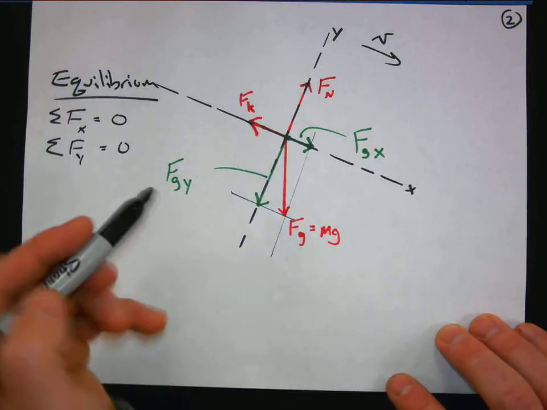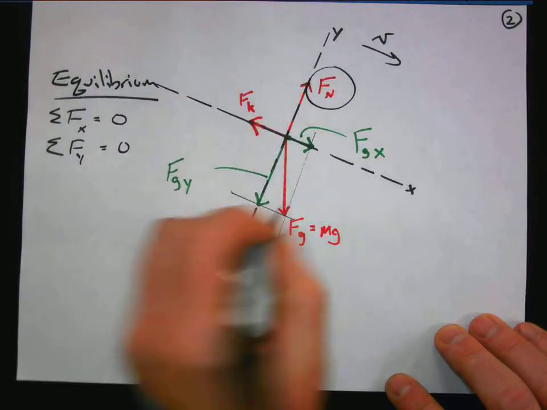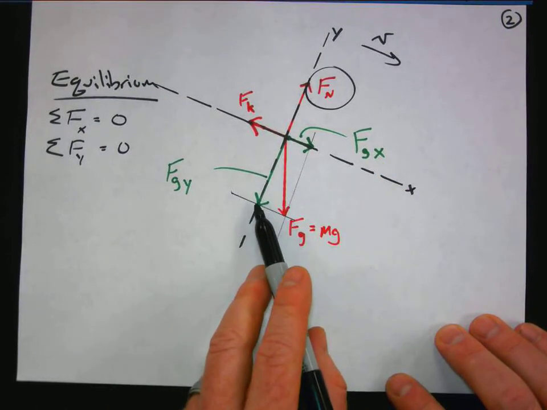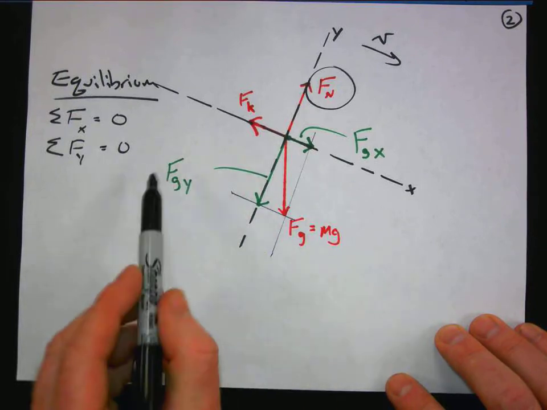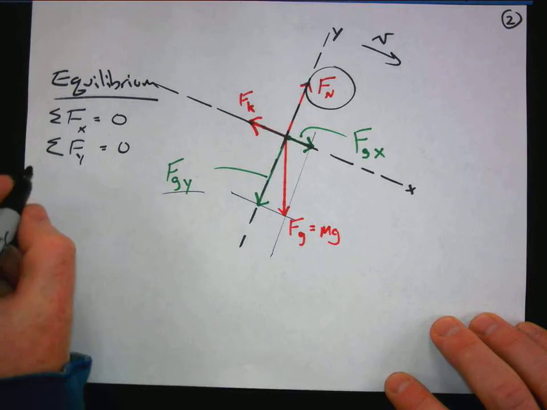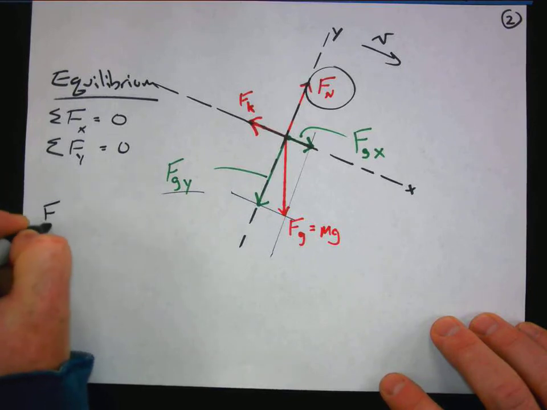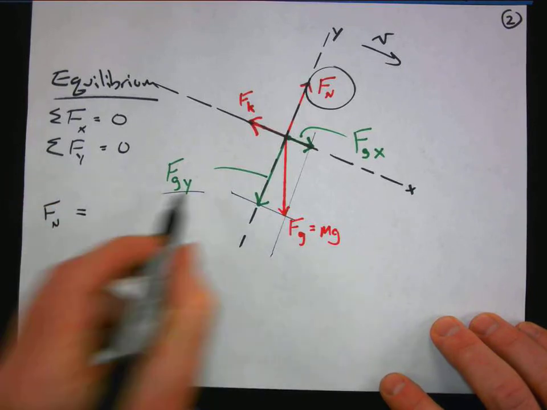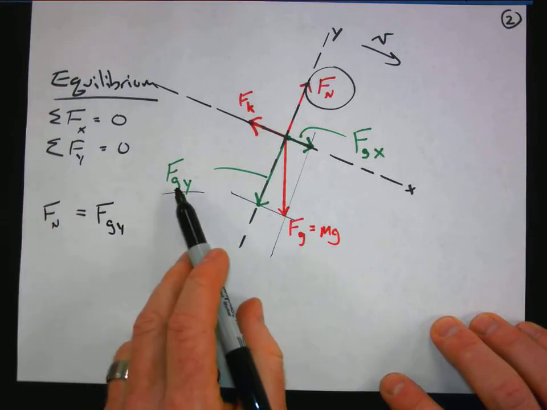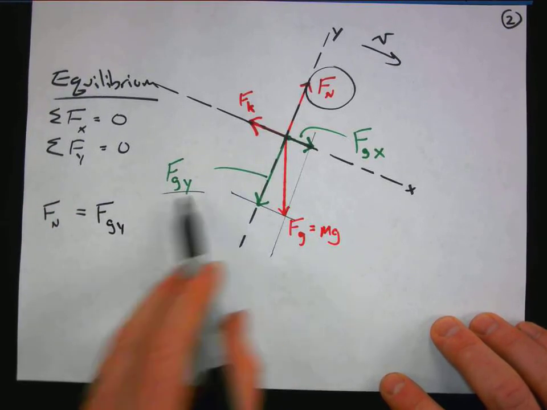Well, my first goal is that normal force. I know it must be balanced by this other force in the y direction, that guy. So forces in the y direction must add up to 0. That just tells me that the normal force must be equal to the force of gravity in the y direction. Can I find that? Because if I can, then I can know the normal force.